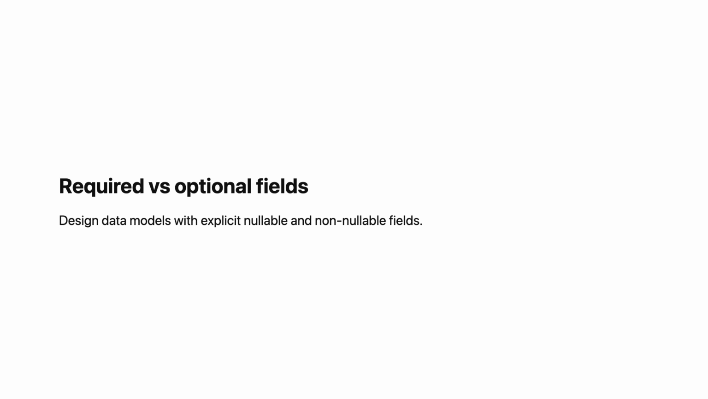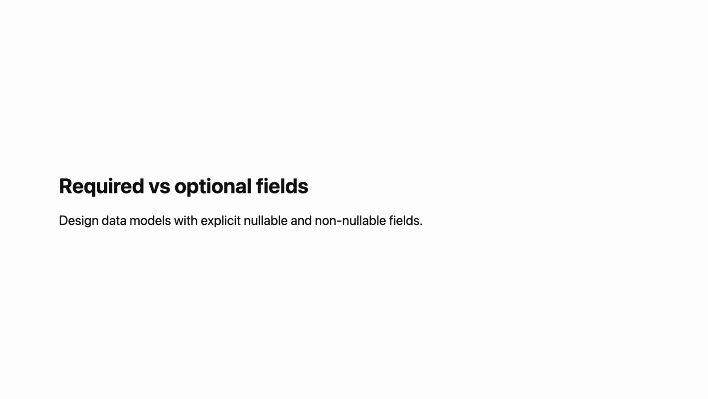Consider empty values versus null. An empty list is different from no list. An empty string is different from no string. Choose the right representation. Good data modeling makes null explicit and rare.